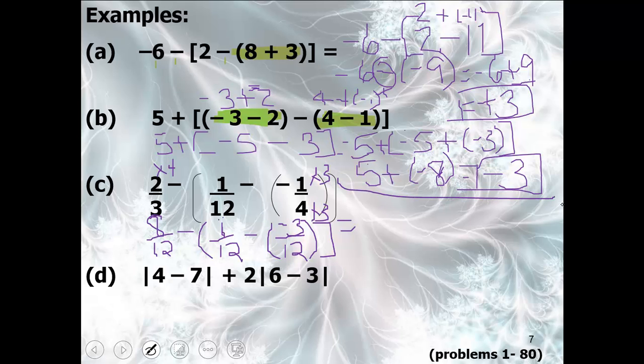Okay? So I have 8/12 minus, all right? Then I have 1/12 minus a negative 3/12. So I need to add the opposite. So that becomes 1/12 plus 3/12. So that becomes 4/12.